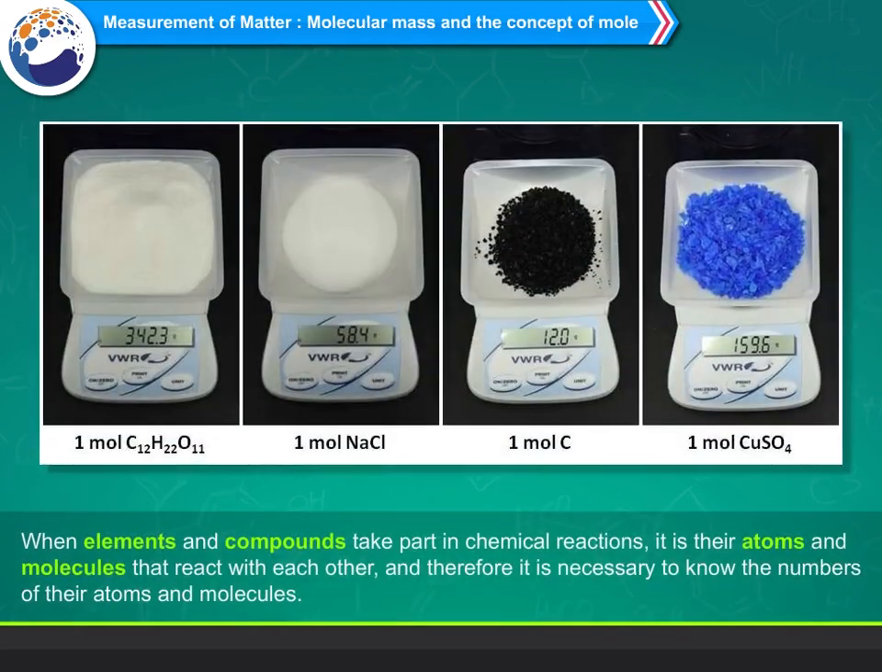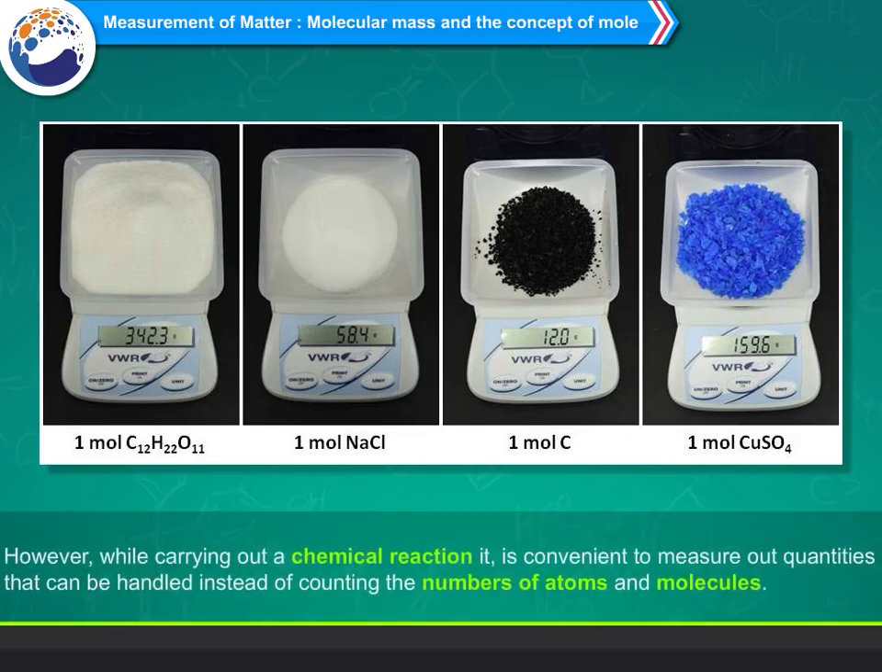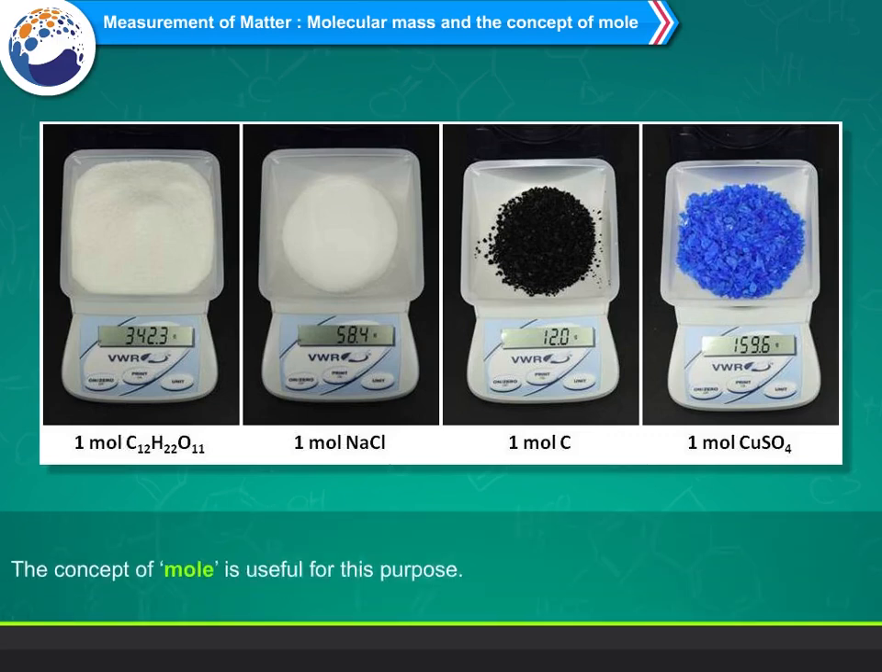When elements and compounds take part in chemical reactions, it is their atoms and molecules that react with each other, and therefore it is necessary to know the numbers of their atoms and molecules. However, while carrying out a chemical reaction, it is convenient to measure out quantities that can be handled instead of counting the number of atoms and molecules. The concept of mole is useful for this purpose.